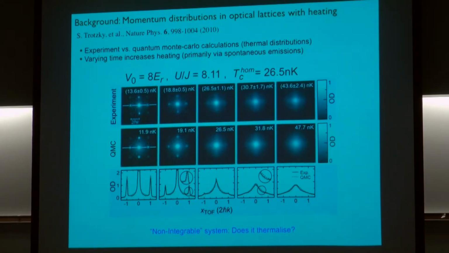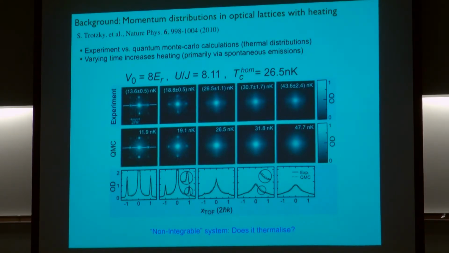And there were, just a couple of years ago, some nice comparisons of experimental data from Munich, as they let a superfluid state in an optical lattice heat due to spontaneous emissions. They measured the momentum distribution as a function of time and compared it with finite temperature calculations, really equilibrium thermal distributions from quantum Monte Carlo, and they found exceptionally good agreement. So this would seem to give evidence that this system was, in a sense, thermalizing on the experimental timescales. And again, most of this heating really came from light scattering of the sort that we've been talking about. So you might expect a whole lot of different things.